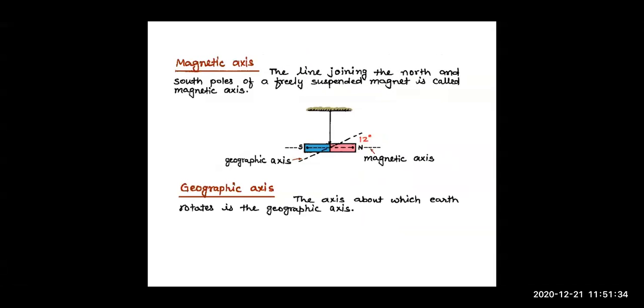So we should now know a few terms, that is magnetic axis. Magnetic axis is when a freely suspended magnet comes to rest, it aligns itself in north-south direction. So the line joining the north-south poles at that position is known as your magnetic axis. The geographic axis is the axis around which the Earth is rotating. And we know that the angle between the magnetic axis and geographic axis is 12 degrees.